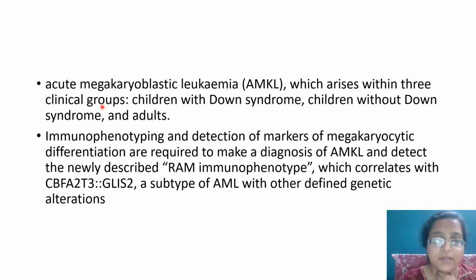AMKL has 3 clinical groups: Down syndrome children, children without Down syndrome, and adults. Immunophenotype: detection of markers for megakaryocytes is required to make a diagnosis of AMKL. Now what is new? RAM immunophenotype, and this correlates with this gene. Fine. And this is a type of genetic alteration. That is all that we know about RAM immunophenotype in megakaryocytic leukemia. That's all that we know about it. Okay.